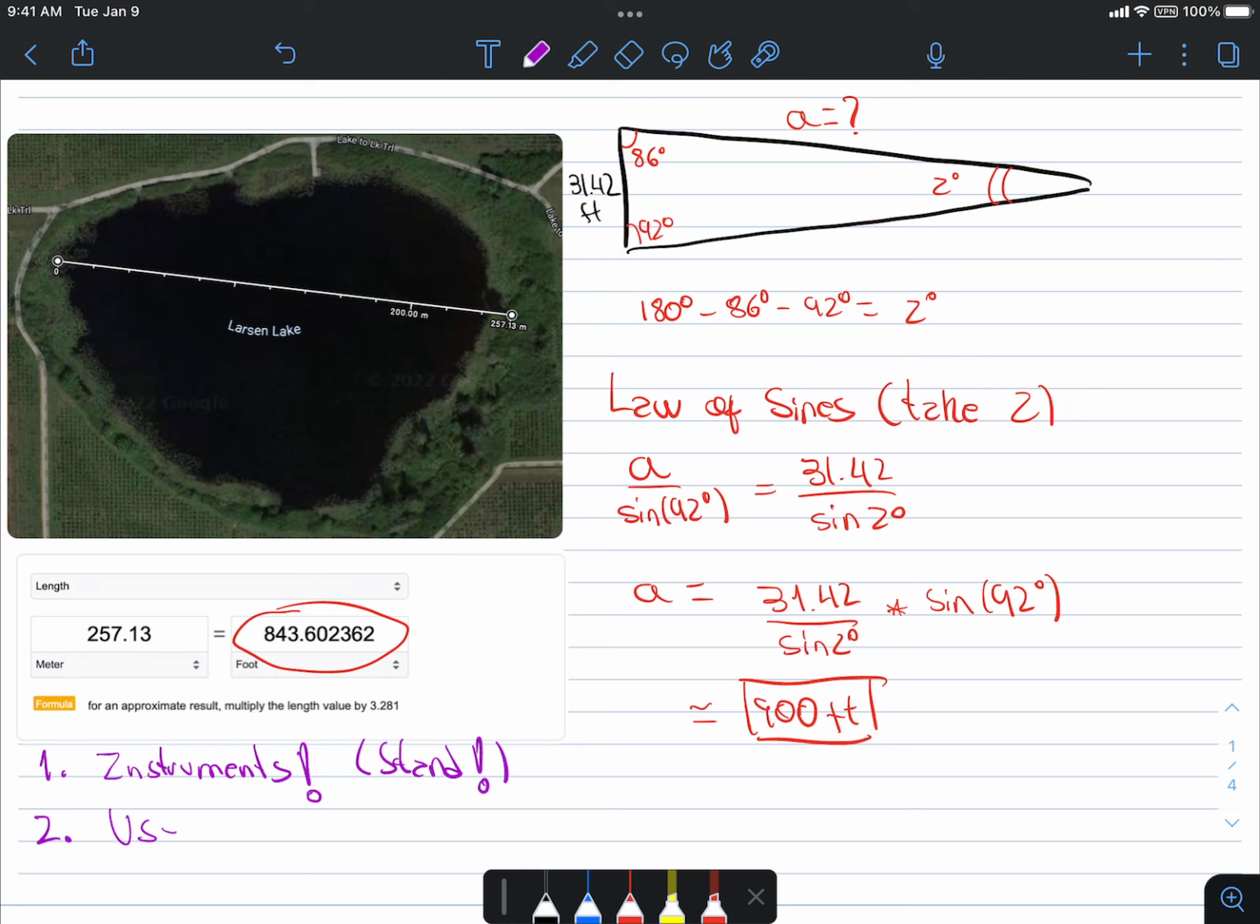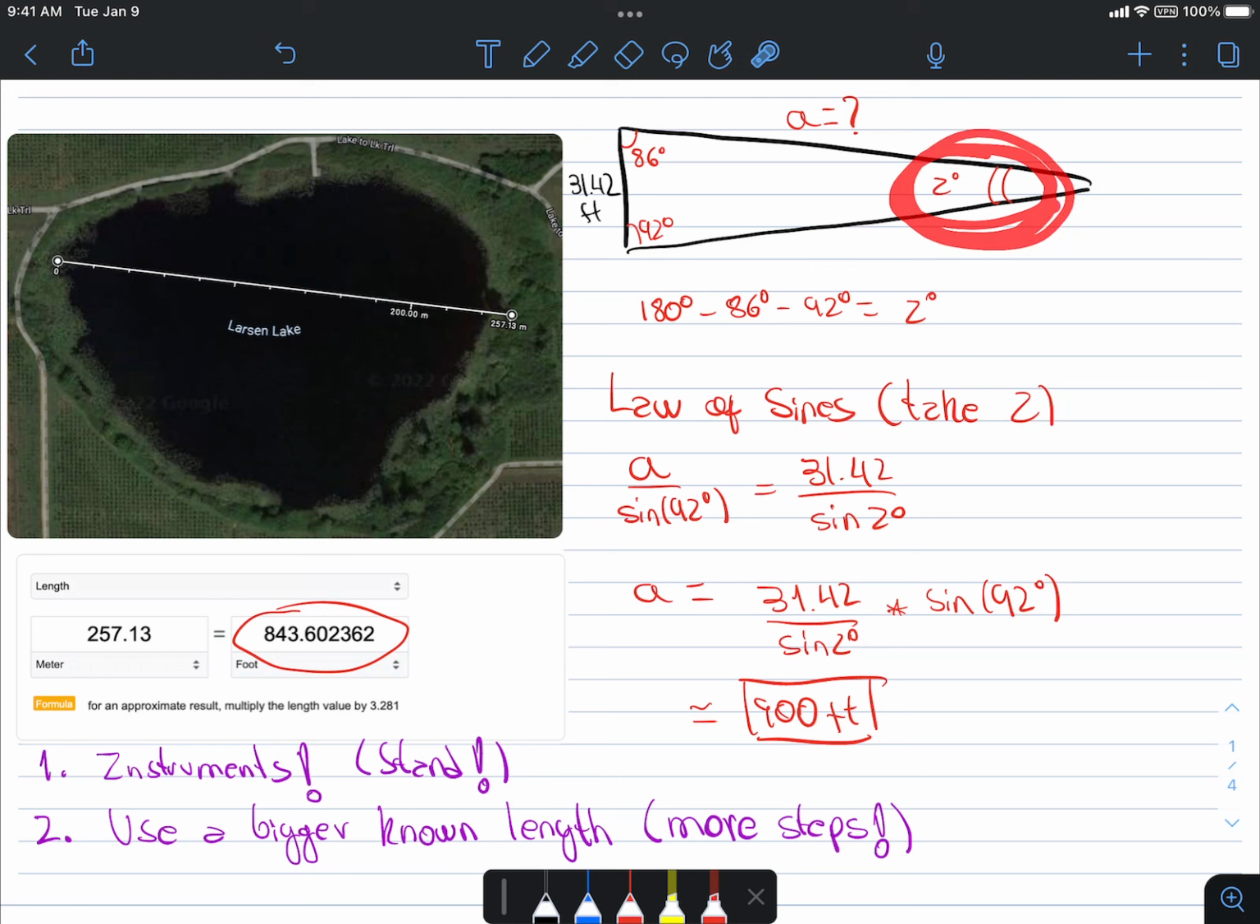So this length being bigger is another way to make the errors less significant. So we can use a bigger length in here. So use a bigger known length. So I guess more steps. So the more you do here, the bigger this length is. And so the smaller, less significant the error on the opposite angle becomes, because that also becomes bigger.